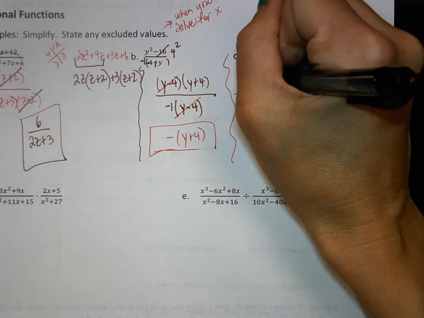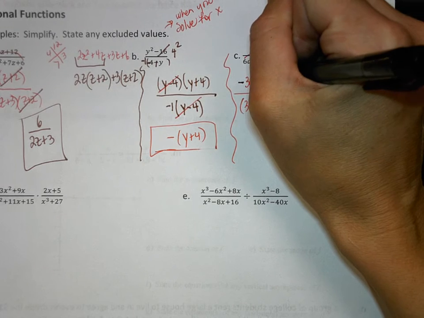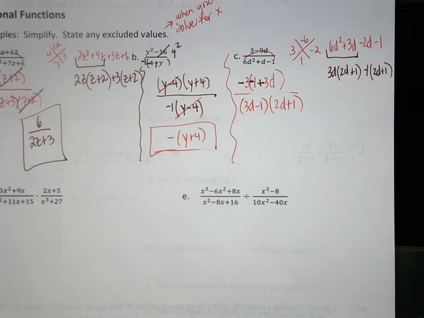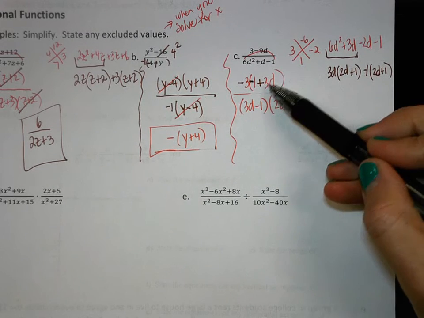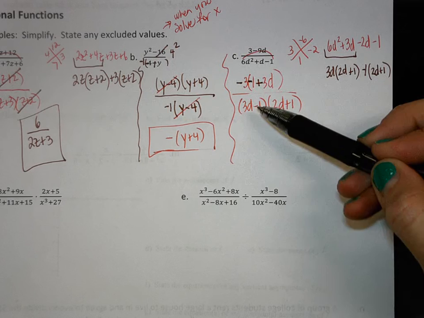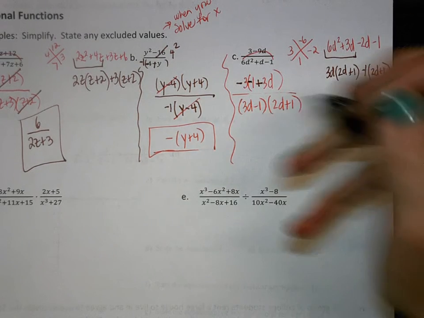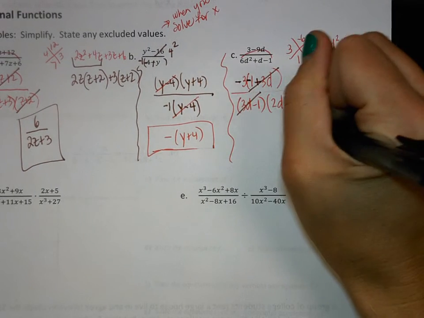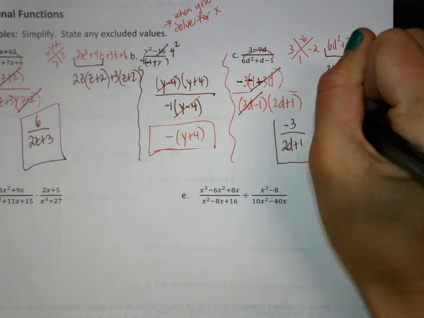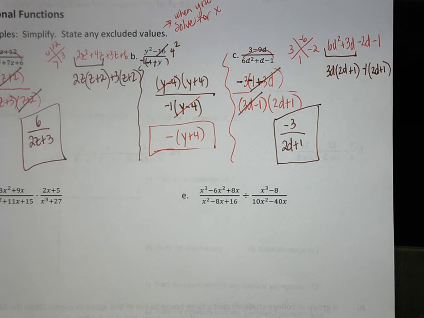I'm going to make this 3 a negative 3, which will make the 1 a negative and the 3d a positive. So now these parentheses are the same because we have positive 3d's and negative 1's. Is that good? Okay, so these cancel, and so we end up with negative 3 over 2d plus 1. Okay, any questions before we move on to something a little new?